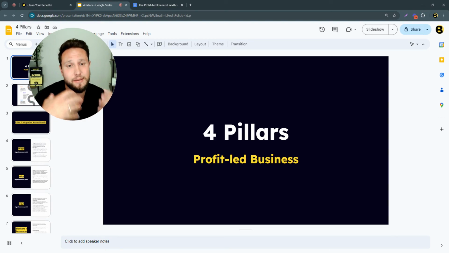Today, we're going to be talking about the 4 pillars that every profit-led business needs to implement and adopt inside of our businesses to put more profit in our pockets and get to higher valuations, better terms on investment, and larger exit multiples.